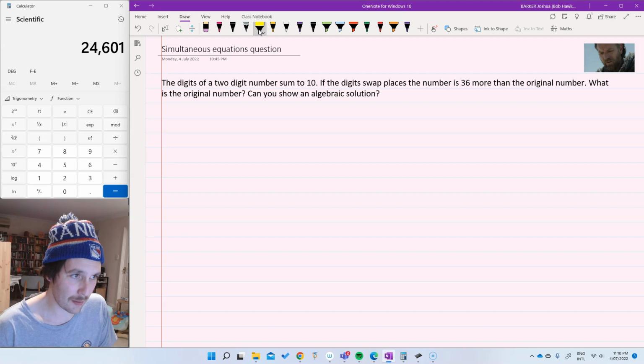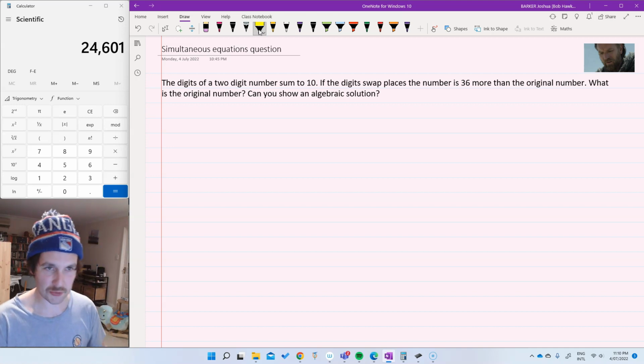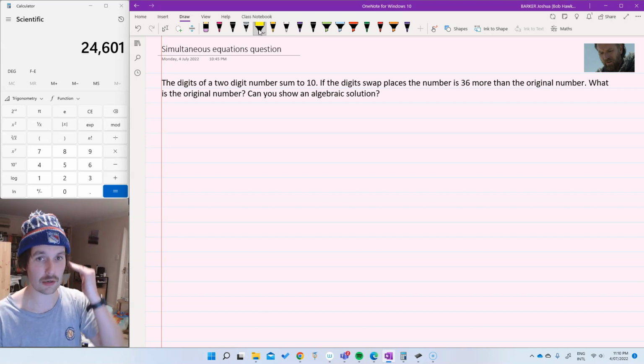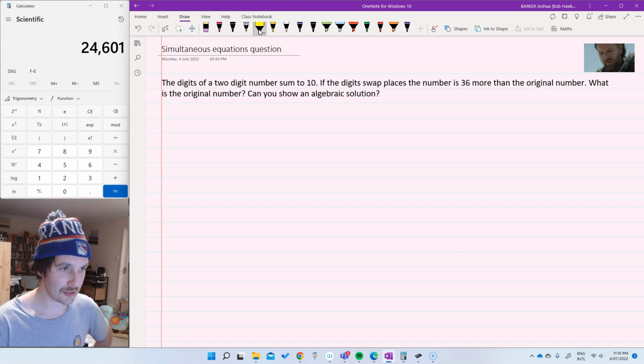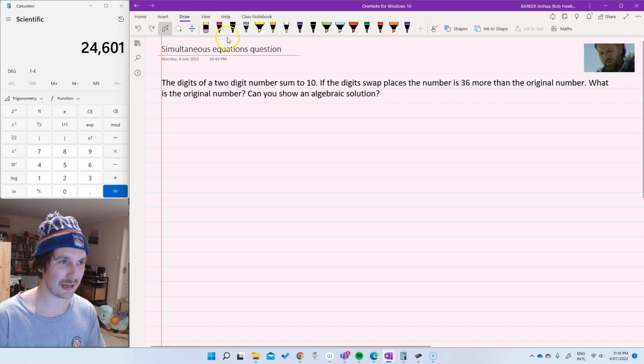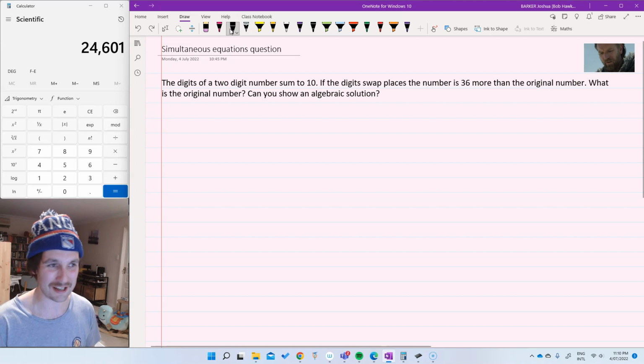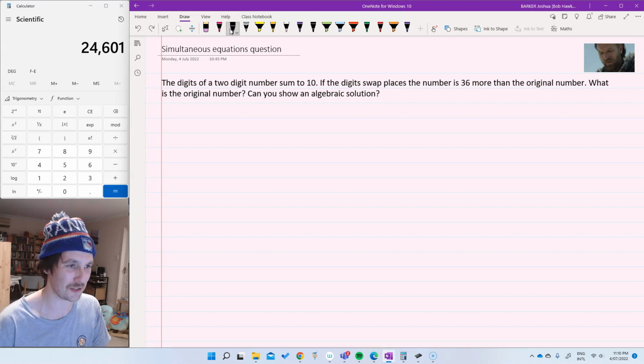Digits of a two-digit number sum to 10. The digits swap places, the number is 36 more than the original. What is the original number? I'm just going to point out that this question also says, can you show an algebraic solution? If this was on an exam or similar, it would say, show your solution algebraically. So this isn't a guess and check question.